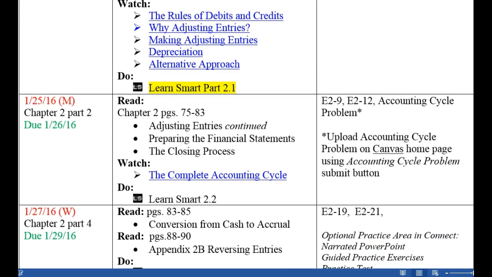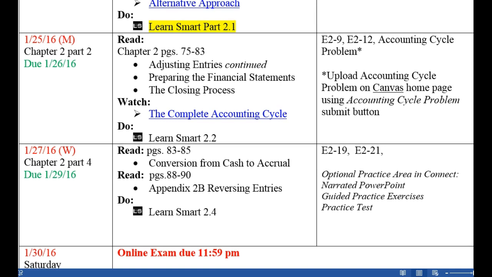And so progresses the chapter with assignments on Monday due Tuesday and assignments on Wednesday due Friday. Notice when we get to Chapter 2, Part 4, we're finishing up Chapter 2. It's due on Friday. There's a small reading assignment, actually 2, because I'm adding some of an appendix. There's a Learn Smart to do, and then there's some homework that relates to these problems.